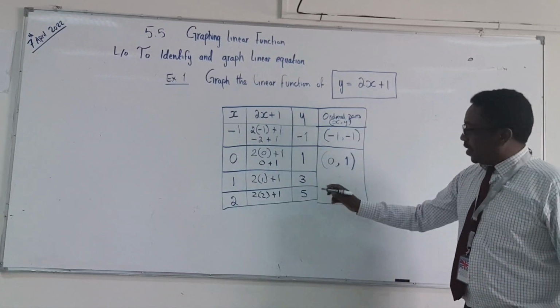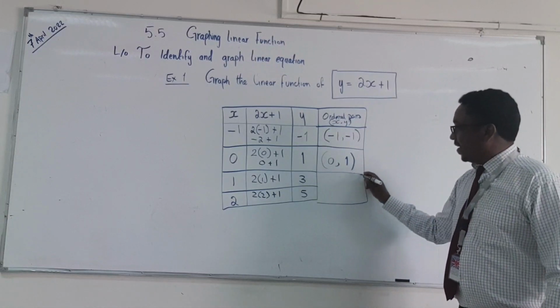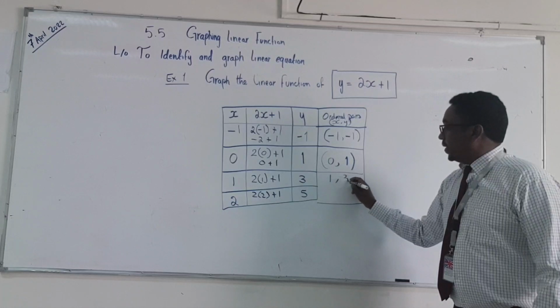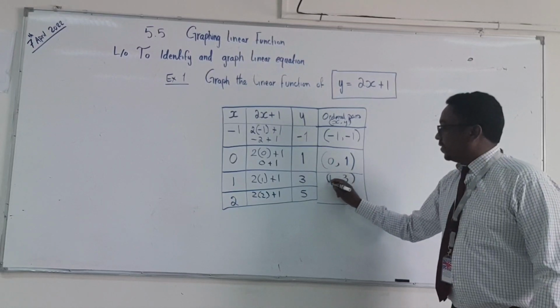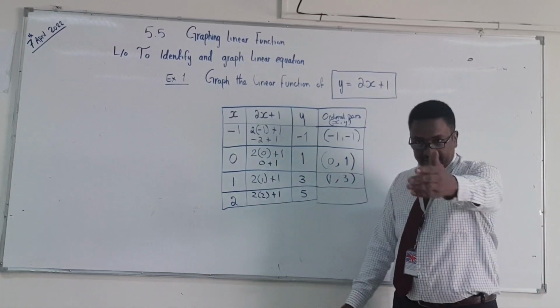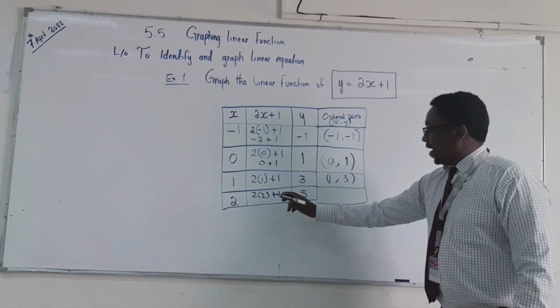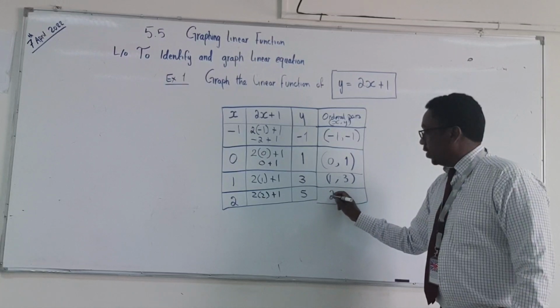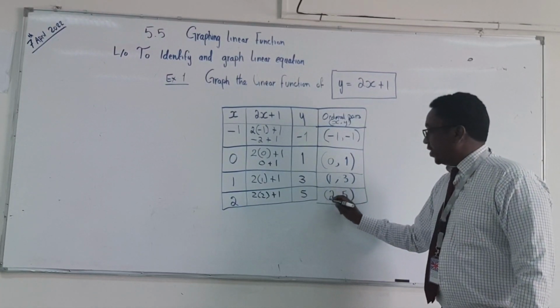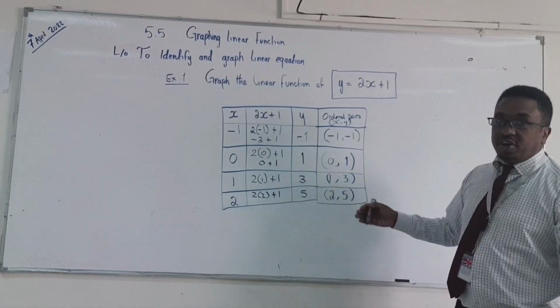Who will give me the next one? X equals 1, y equals 3. And we have to put the brackets. That's order numbers, right? What about the last one? X equals 2 and y equals 5. Thank you very much. So now we have the order pairs.